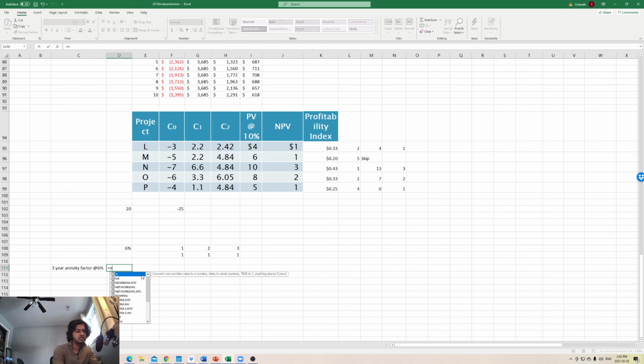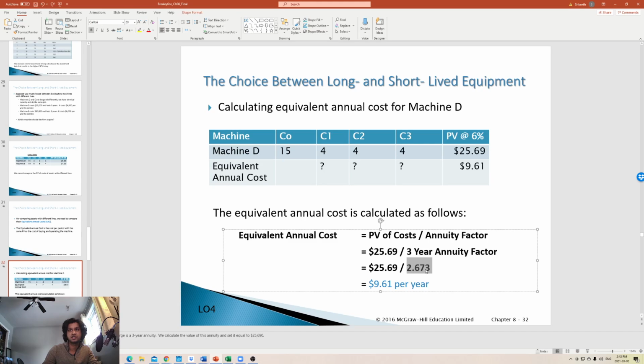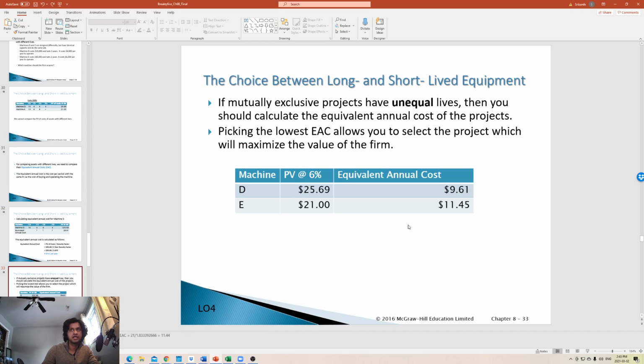So this is going to be the present value of all that, where the rate is 6%. You take the annuity factor over here, 2.673, and the effective annual cost is going to be 9.61 for machine D. The same way you could calculate it for machine E as well, and the effective annual cost is 11.45 over there.